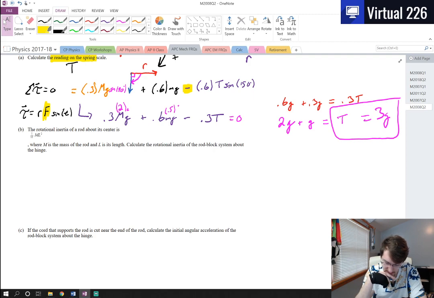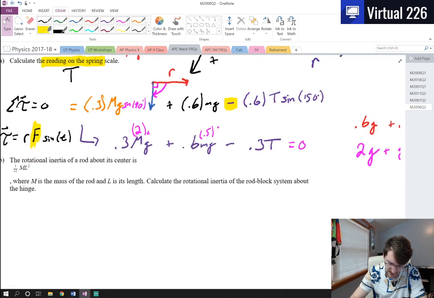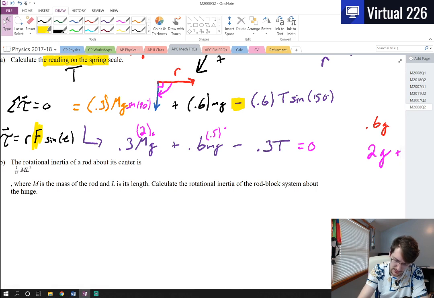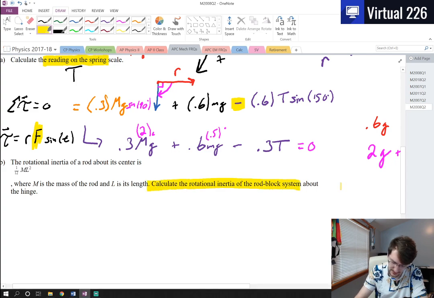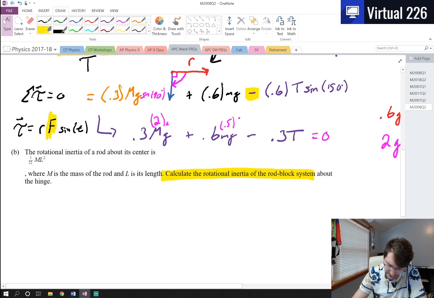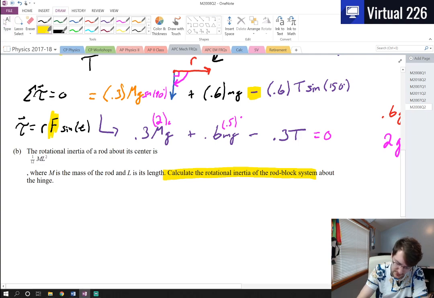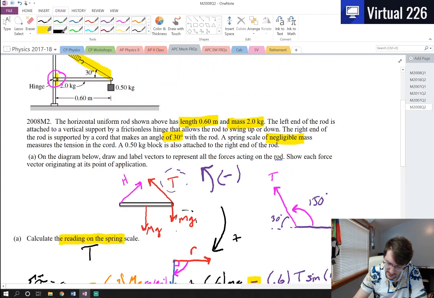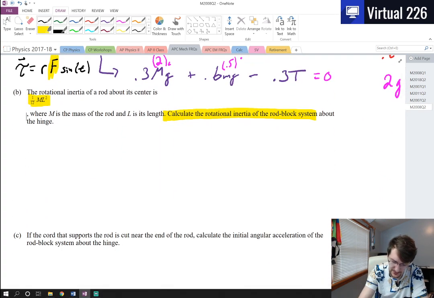Rotational inertia about its center. Okay, so let's do part B. What am I looking for? Calculating the rotational inertia of the rod block system about the hinge. Okay, so we know the rotational inertia of the rod about the center is 1/12. So this actually starts to apply what's known as the parallel axis theorem.